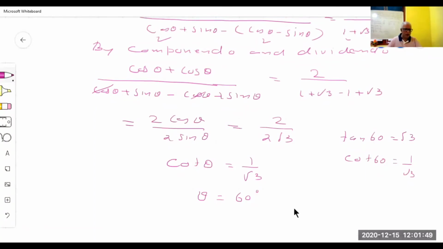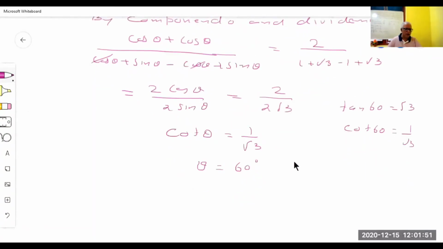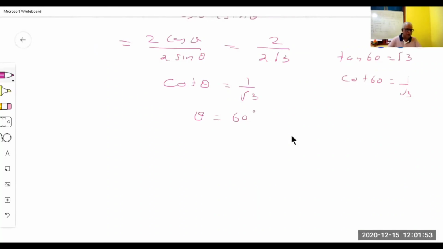Then we have to find out the value. What value do we have to find out? Write it down: 2 cosec square theta minus 3 cos square theta. This we have to find out. Put the values here: 2 cosec square 60 minus 3 cos square 60.